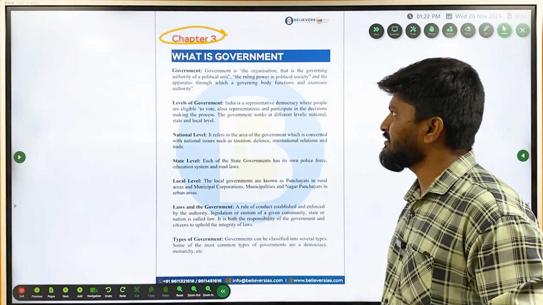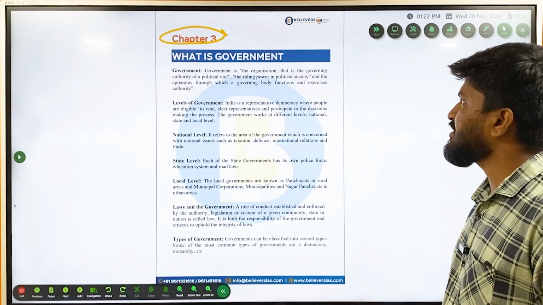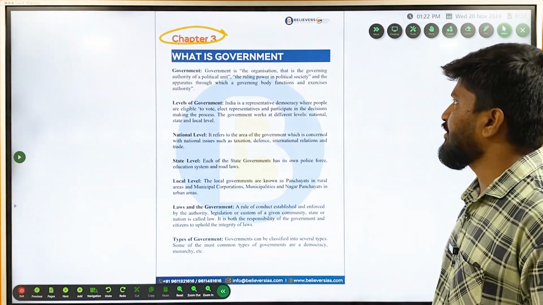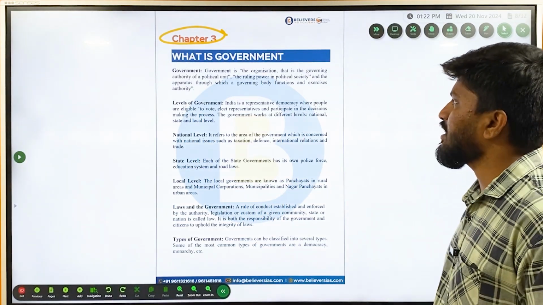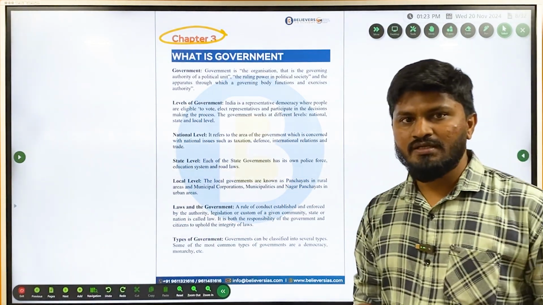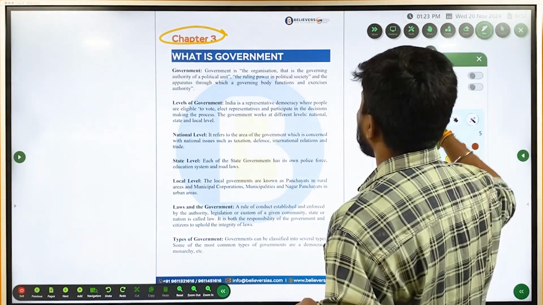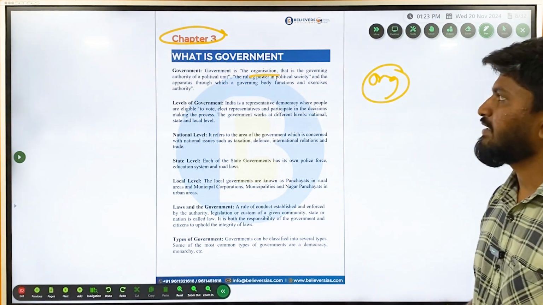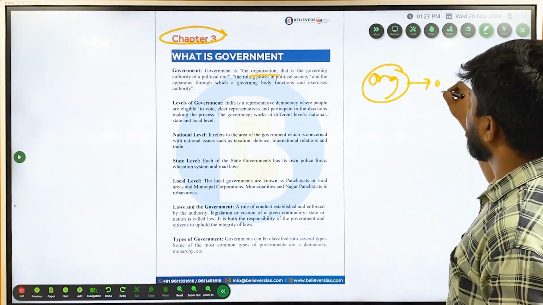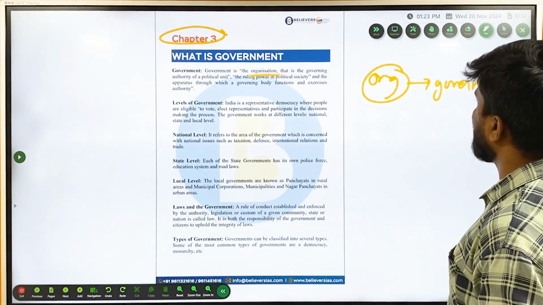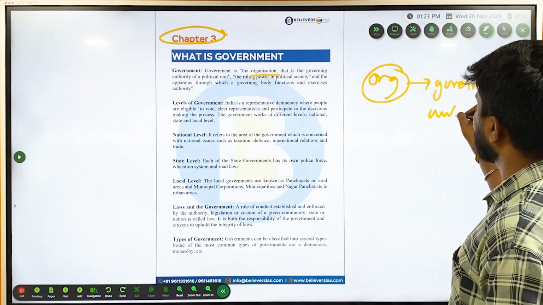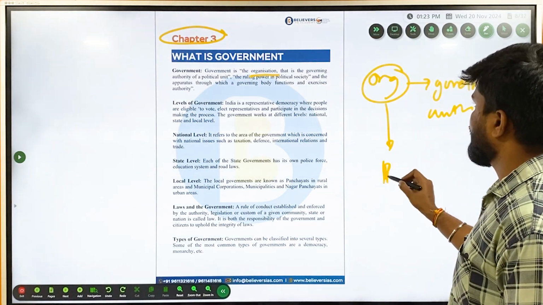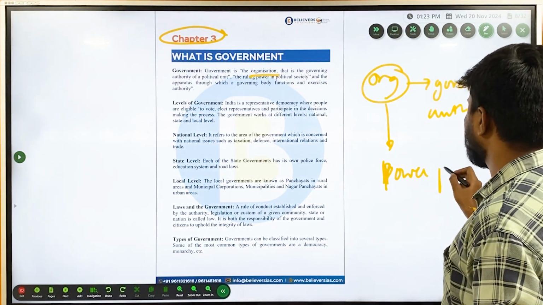The NCERT definition is: government is the organization that is the governing authority of a political unit or the ruling power in political society, and the apparatus through which a governing body functions and exercises authority. There are three main things you have to look into here. What is government? It is an organization that is the governing authority of a political unit. Second, it is the ruling power in a political society.